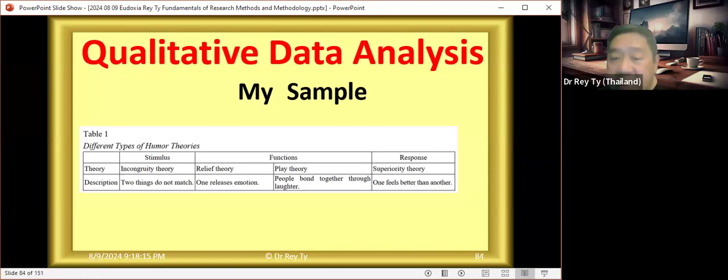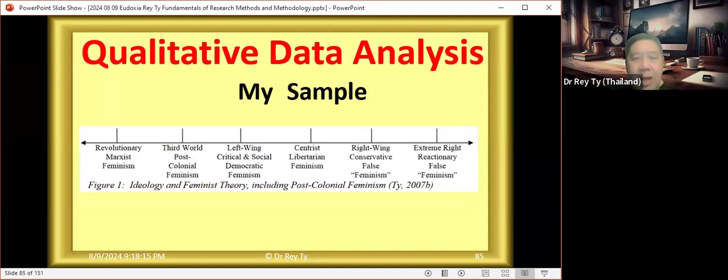So that summarizes my literature review in a table. If people are in a hurry, they want to know what my literature review was about. If they read this, it already summarizes the whole literature review. And this is another paper I wrote about the different types of feminism.